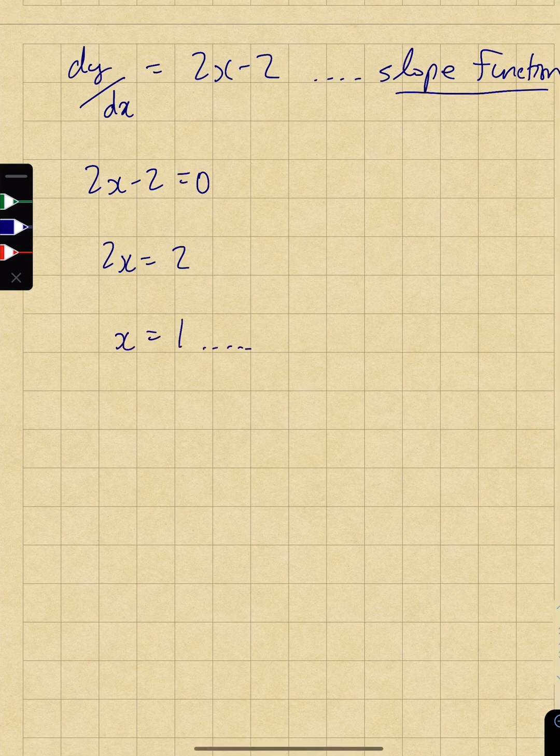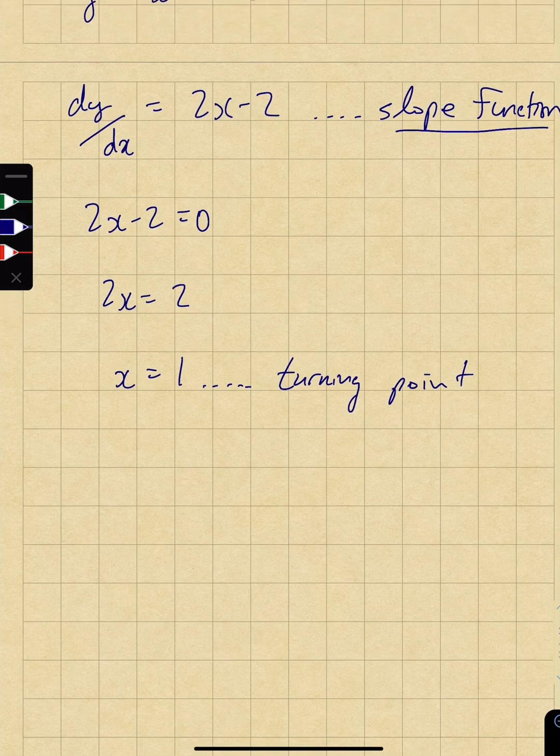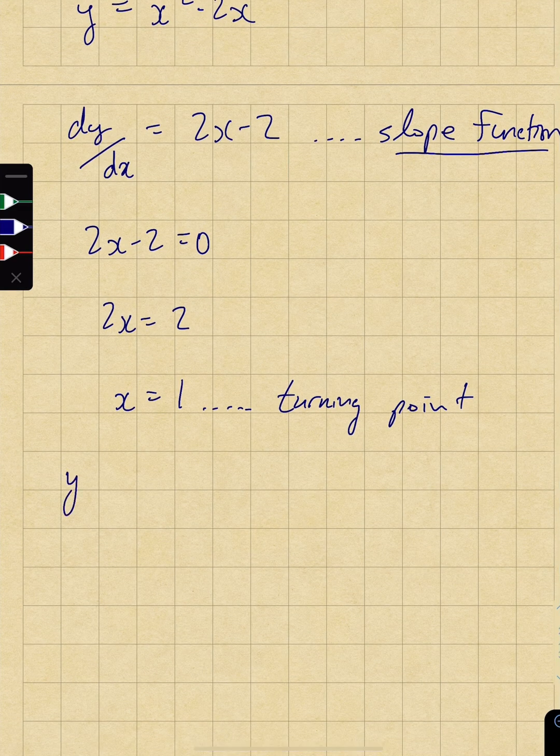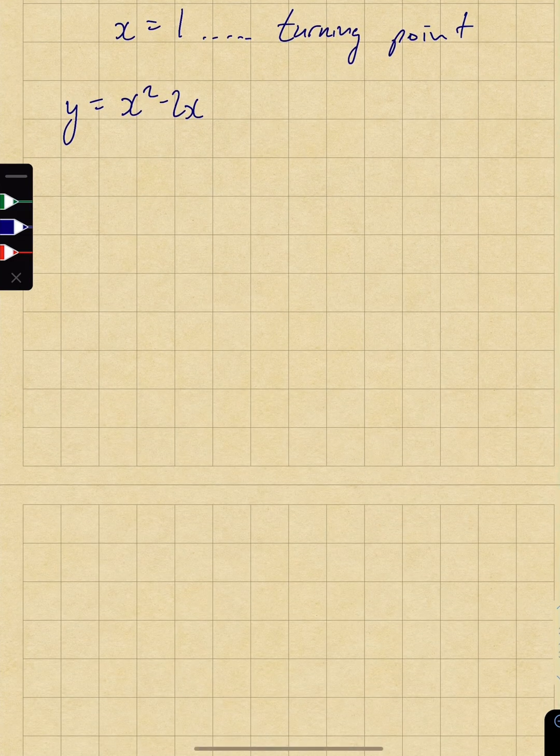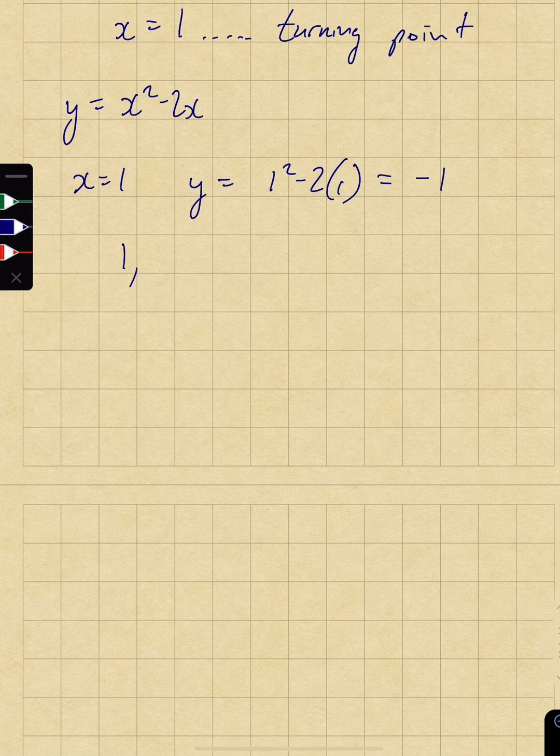So when x equals 1, this is where our turning point is going to be, right? So we put that back into our original equation. y equals x squared minus 2x, right? So when x equals 1, y equals 1 squared minus 2 times 1. And that's going to be 1 minus 2. That gives us minus 1 for the y value. So 1 comma minus 1, that's our turning point.